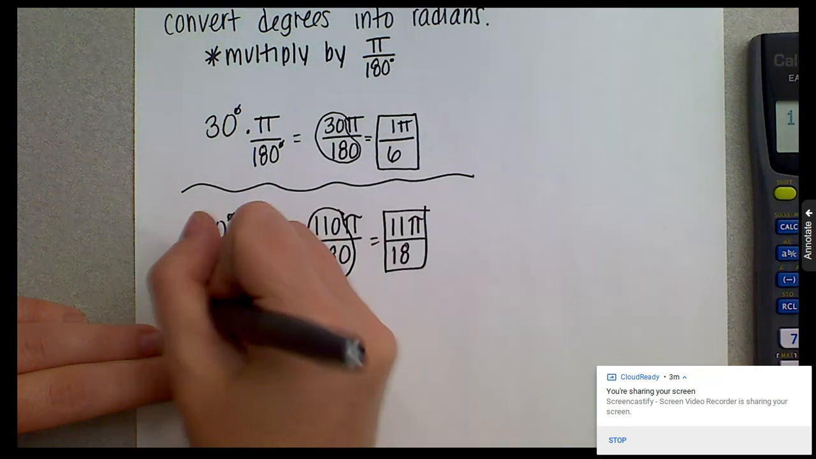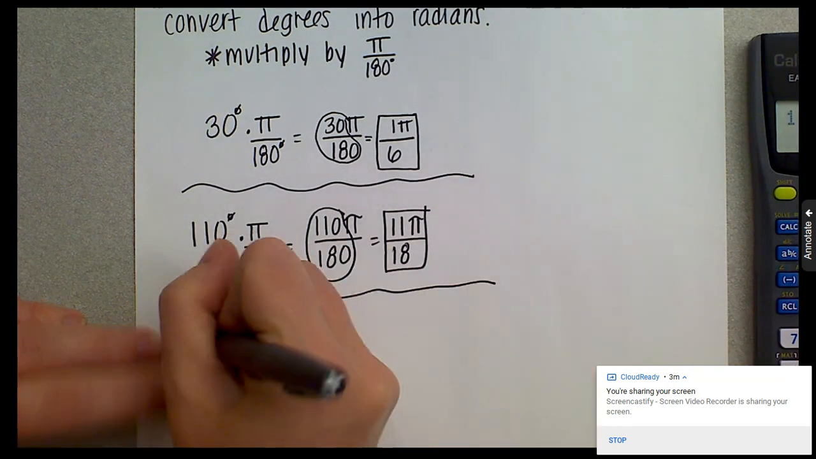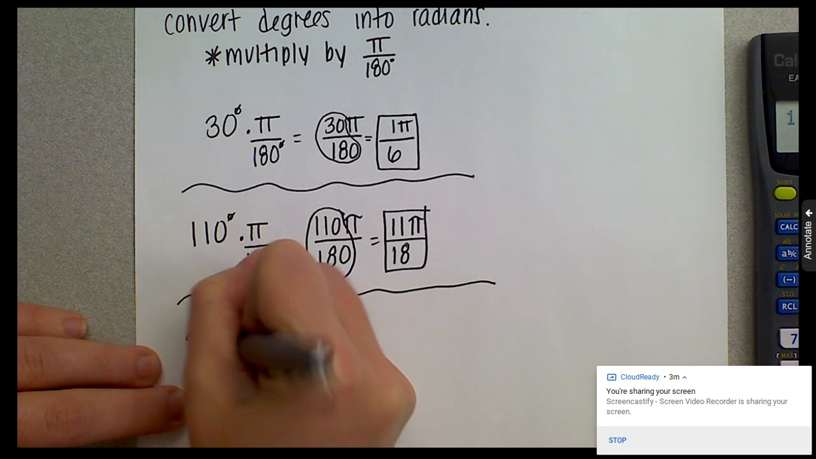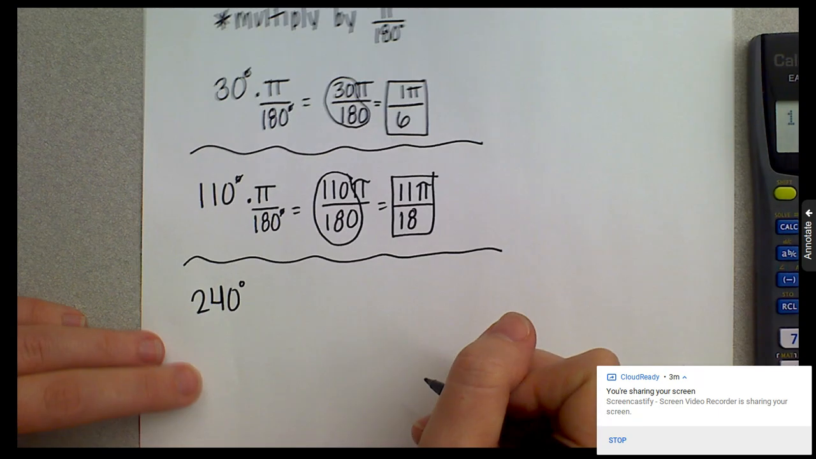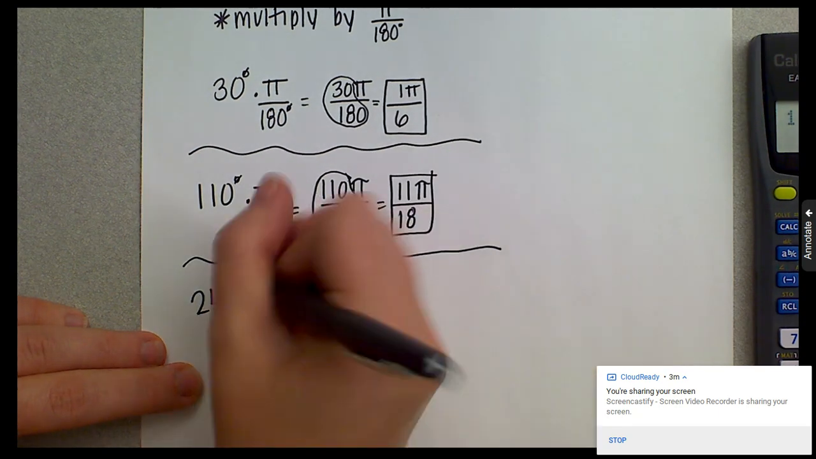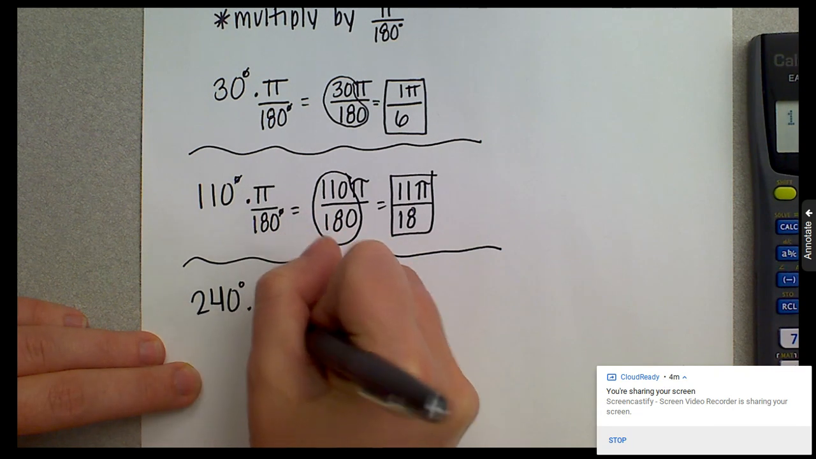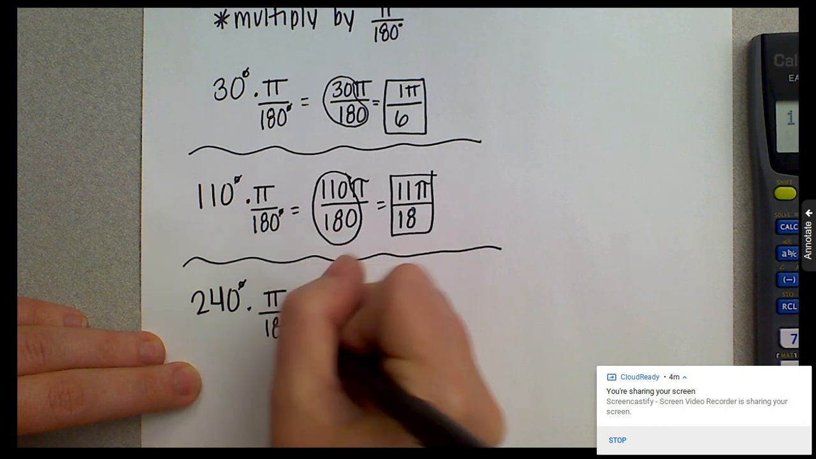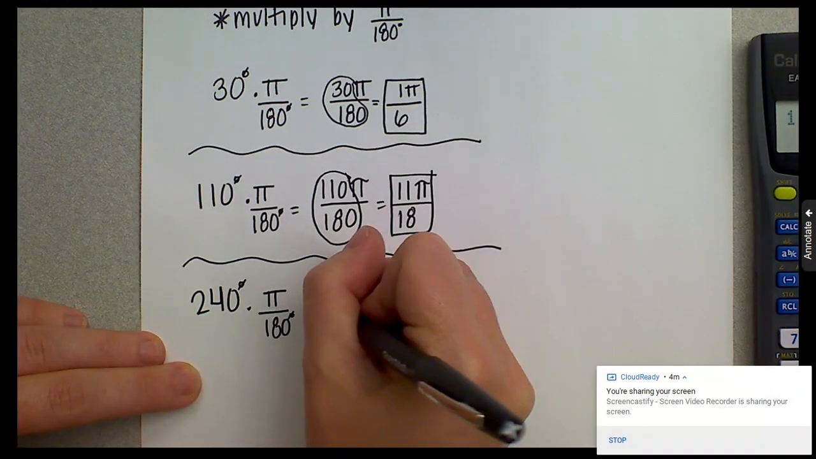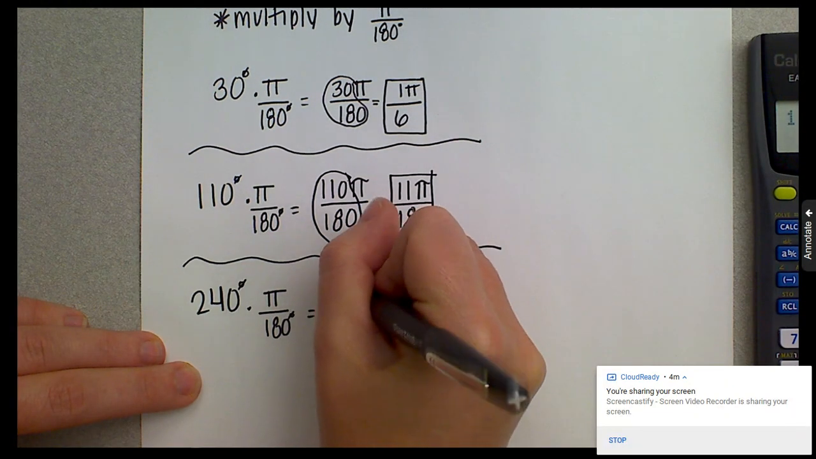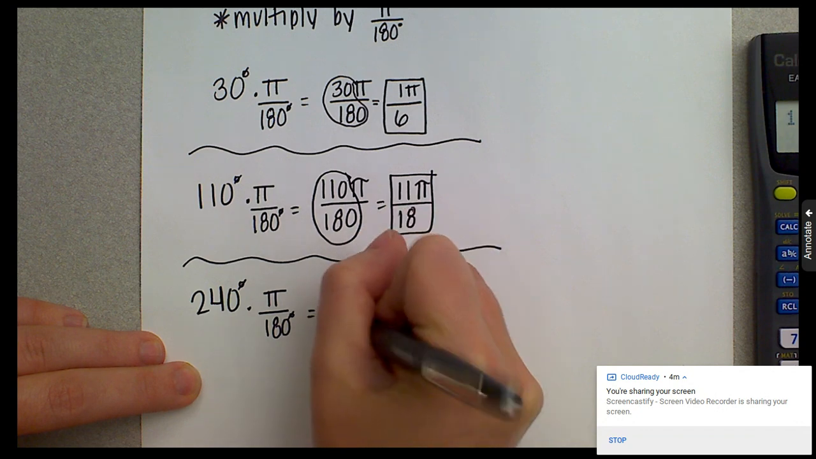So let's try one more. Let's say I said 240 degrees, and I said convert that to radians. You would say, okay, I'm going to multiply by pi over 180. So you see we're really doing the same exact step every time. It's just that the original angle is different. Your degrees cancel. I end up with 240 pi over 180.